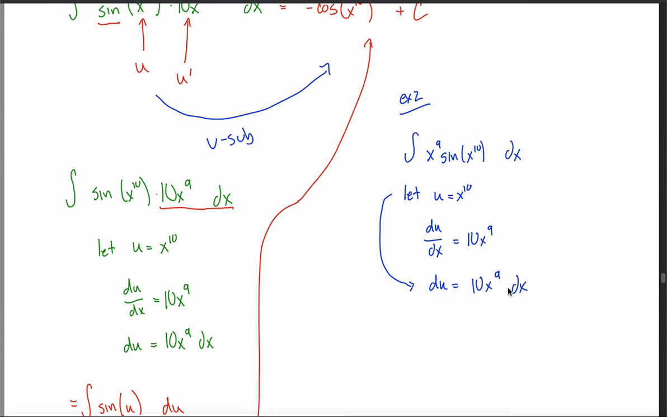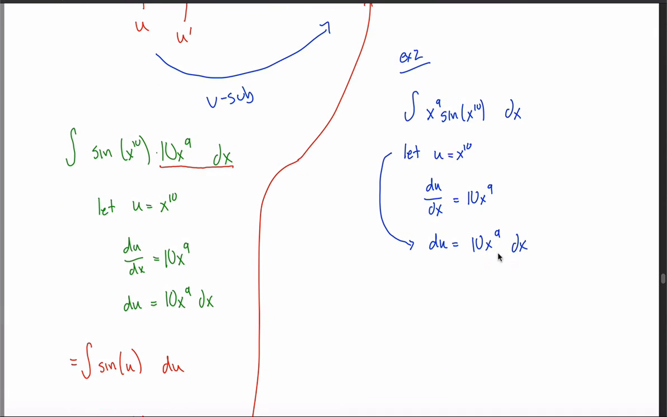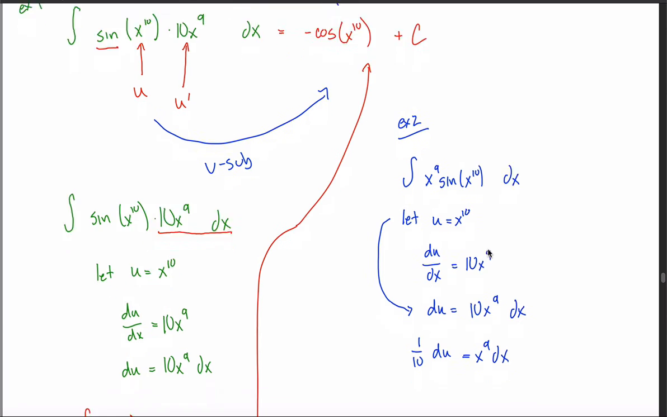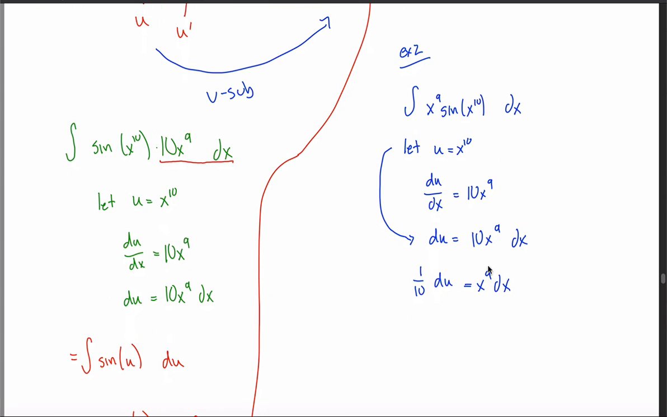There's a problem. We don't have a 10x to the 9th dx up in this expression here. We have an x to the 9th times dx in this expression, but not a 10x to the 9th dx. No problem. This is an equation. Multiply both sides by 1/10. A tenth of du is x to the 9th dx. I didn't need the entire 10x to the 9th, the derivative of this thing u, to appear in here. I could be off by a constant because I can make up for that constant down here, dividing both sides by 10, or multiplying by a tenth.